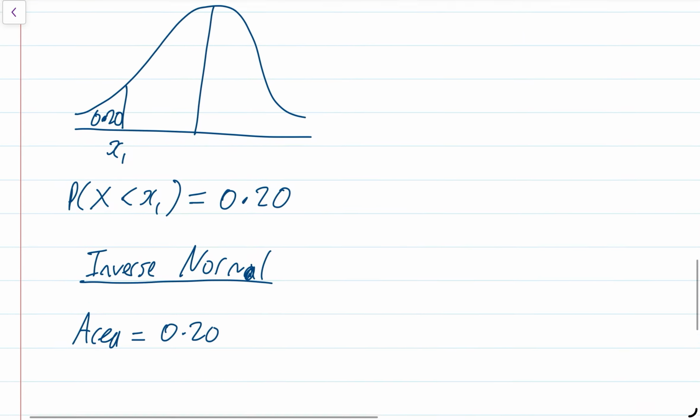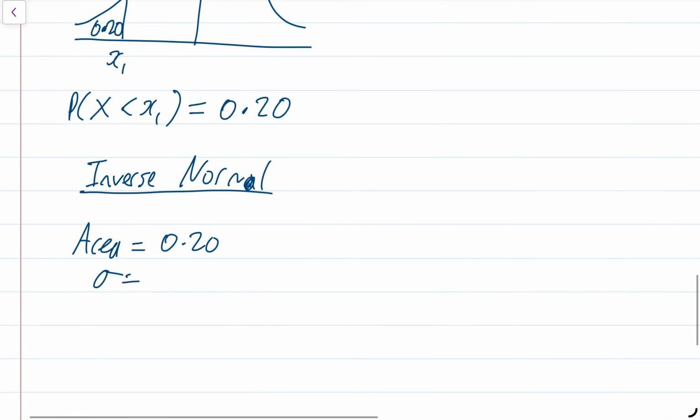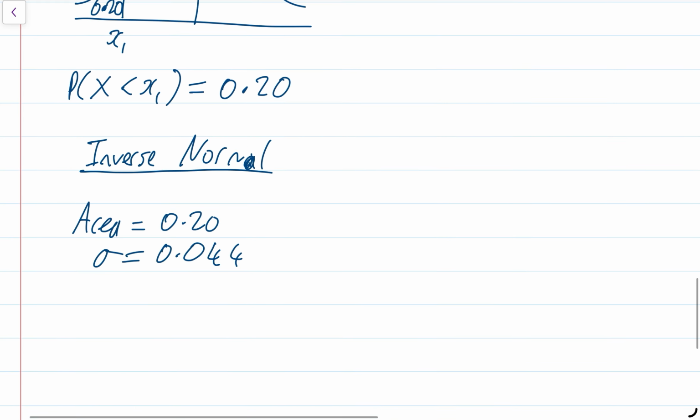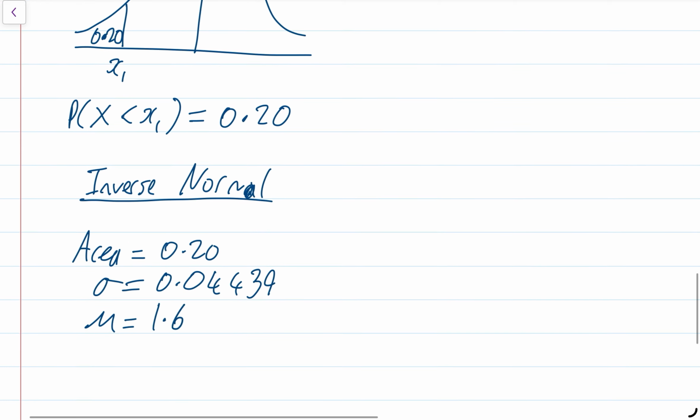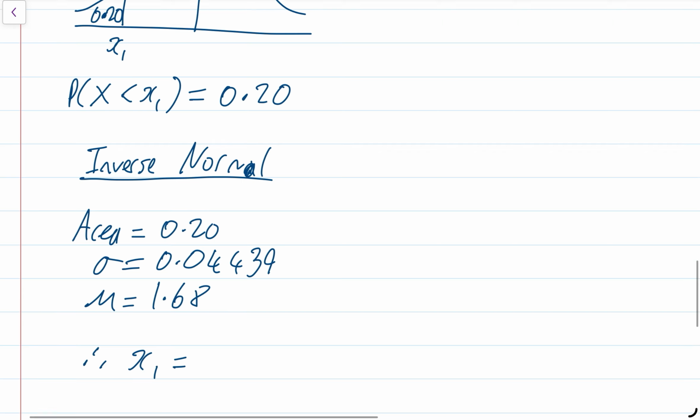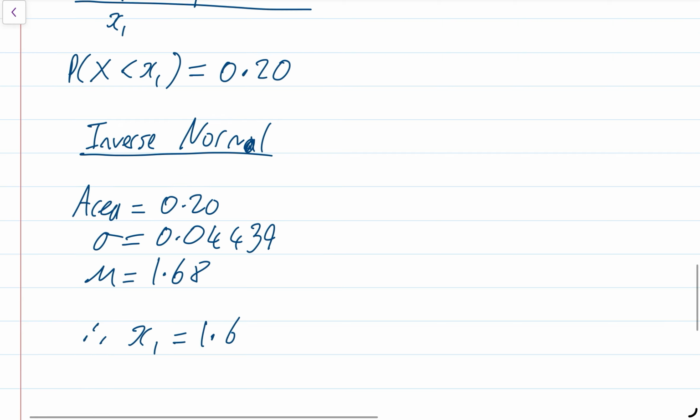Forgot to write those in. What was my sigma there? Sorry, my sigma was 0.04439, and my mu was 1.68. And when I put that out, I got therefore my X1 was 1.64, and that makes sense if you think about it, because it was smaller than the mean. So it is a sensible thing.